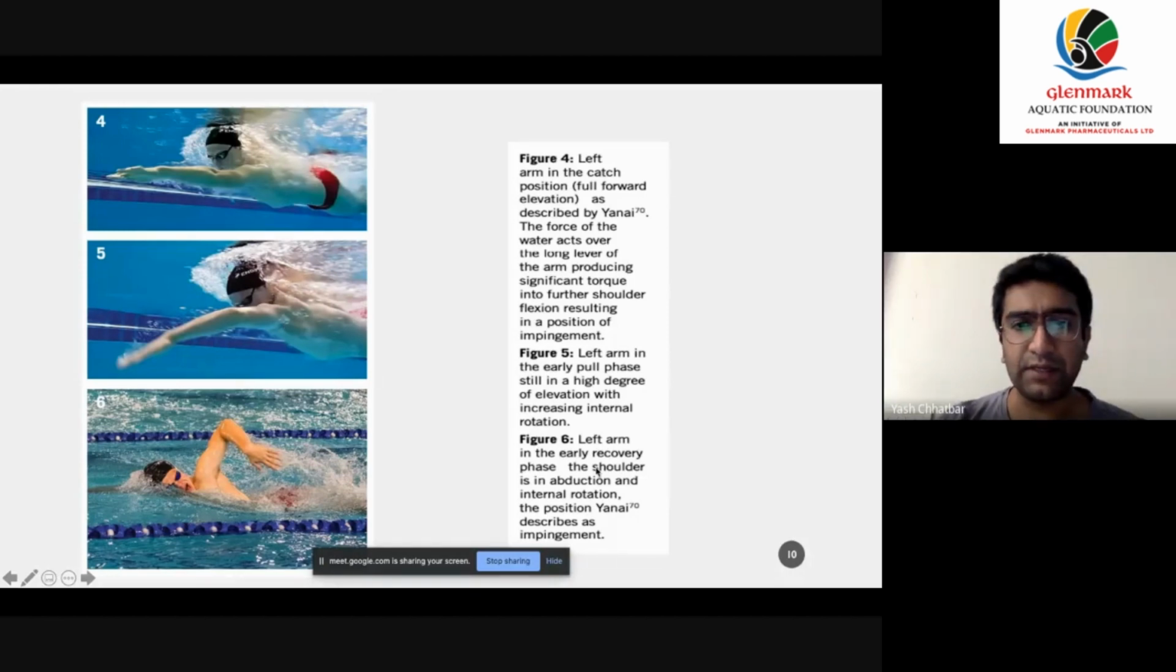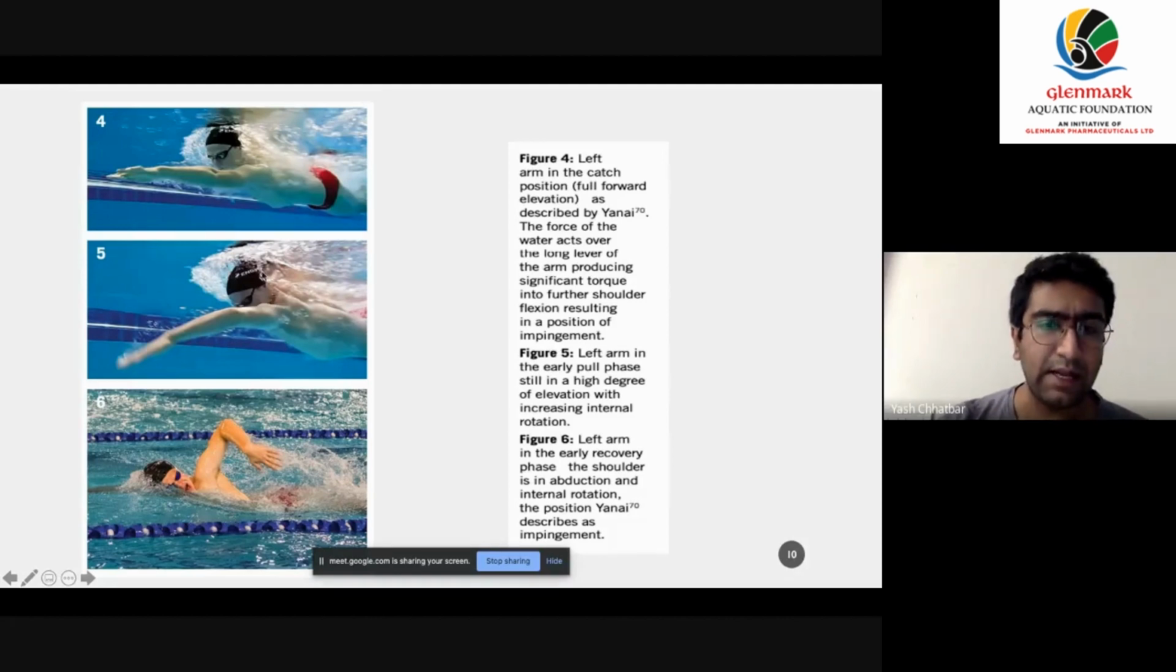And figure 6 over here is the left arm in the early recovery phase. The shoulder is in abduction and internal rotation. This is the maximum position where the maximum pinching is happening. Maximum end range movement, that is what we clinically call it. It's the end range movement.